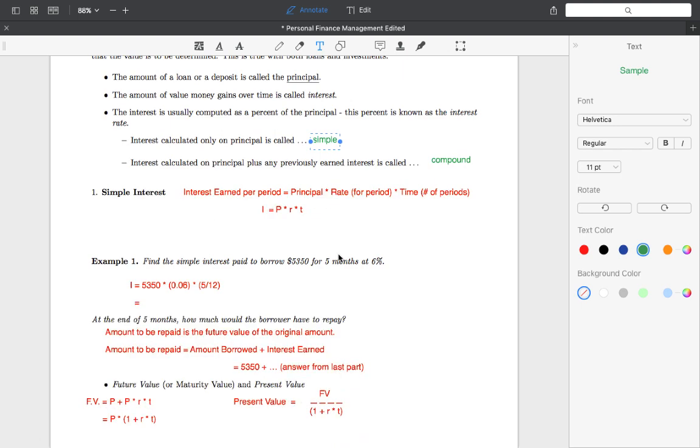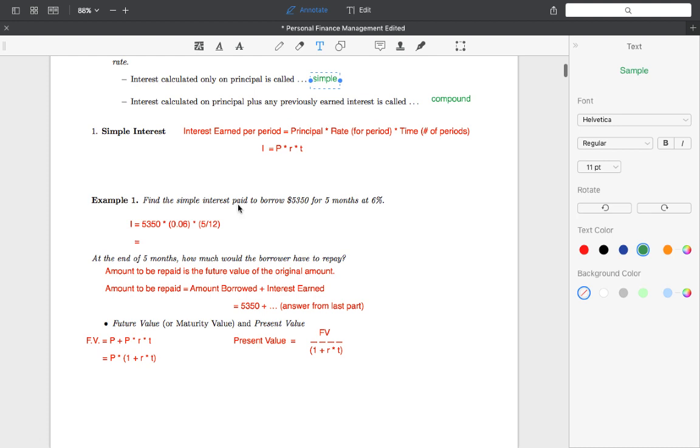So, as mentioned, we determine this interest as a percent of some principal value. And so we compute it by taking the interest earned per period, which is equal to our principal amount multiplied by whatever our rate is for that period. Typically, we will deal with annual rates unless otherwise specified, multiplied by time, the number of periods. So, for example, the number of years over which we're earning interest. So, I is equal to PRT, P times R times T, something we've probably seen before.